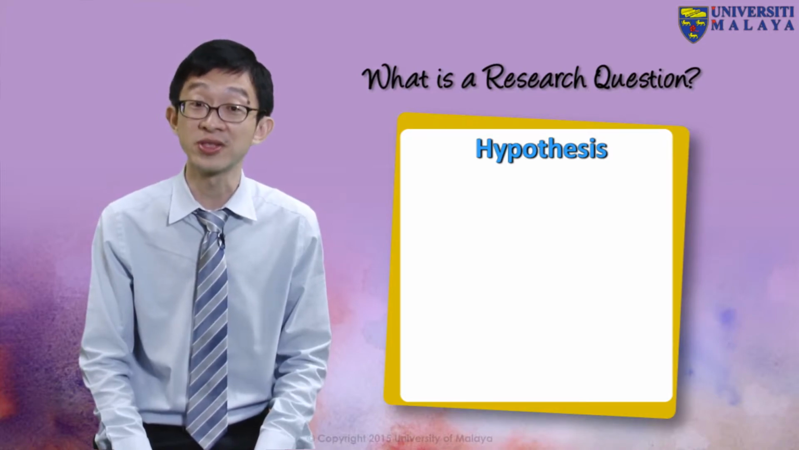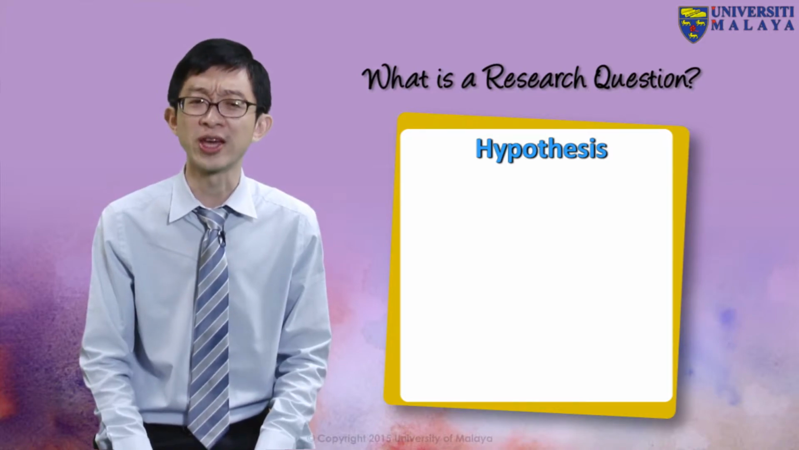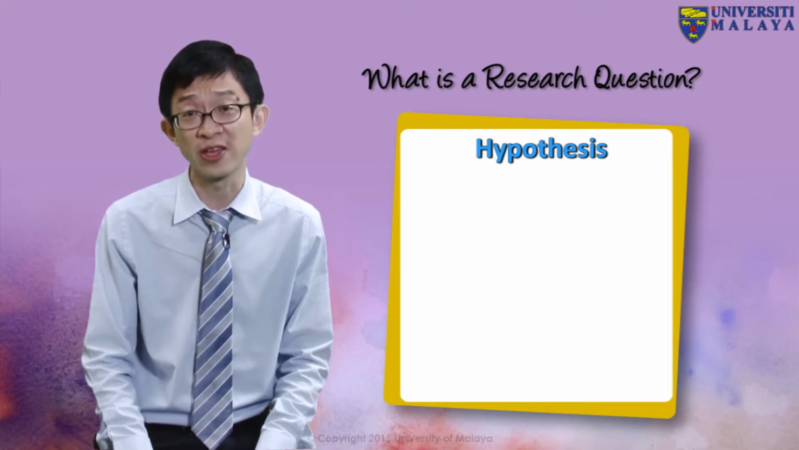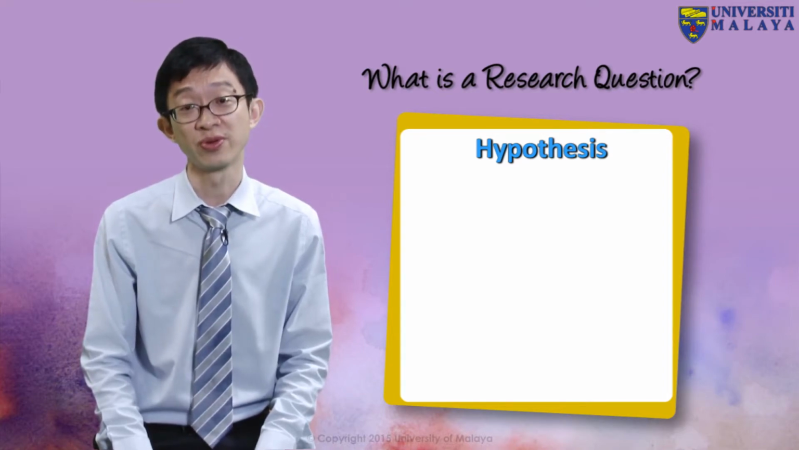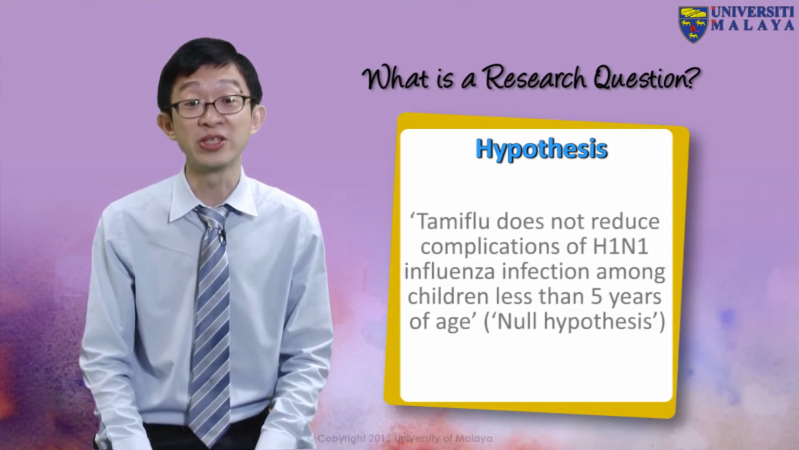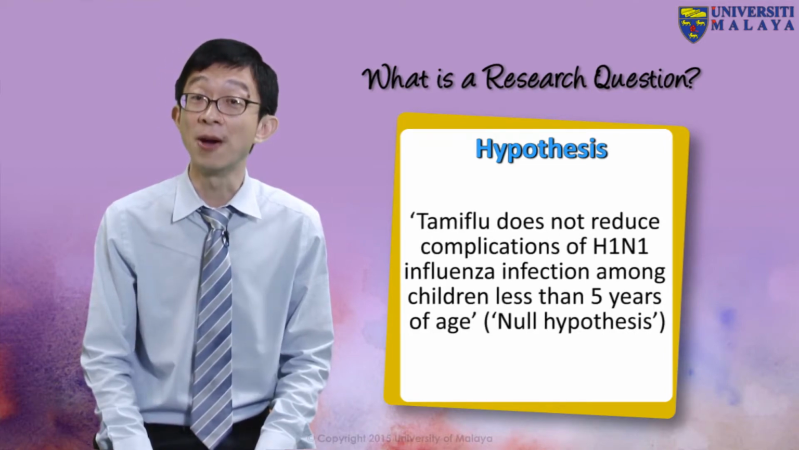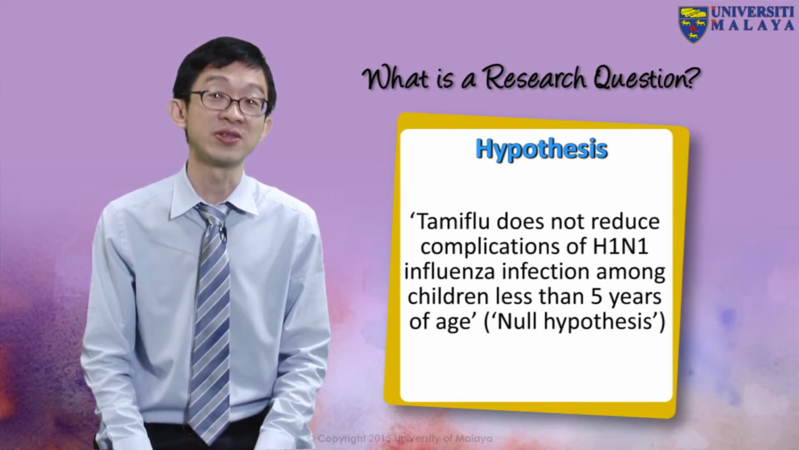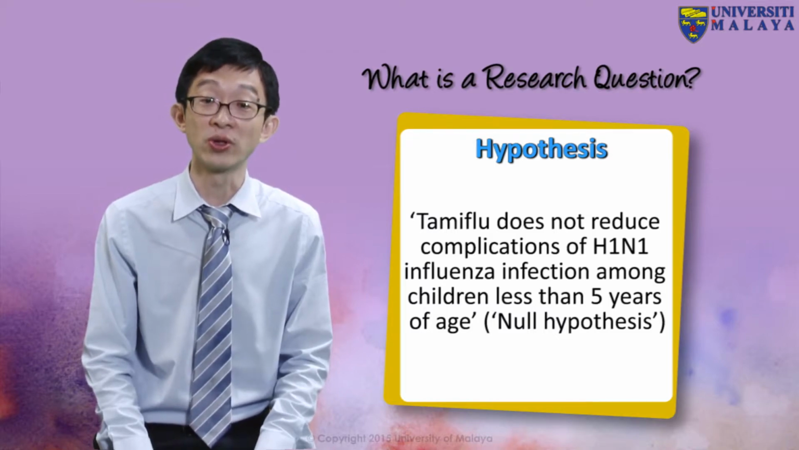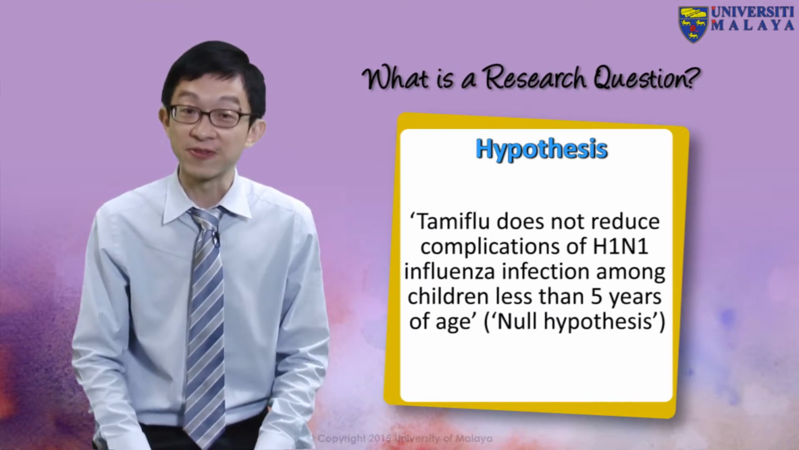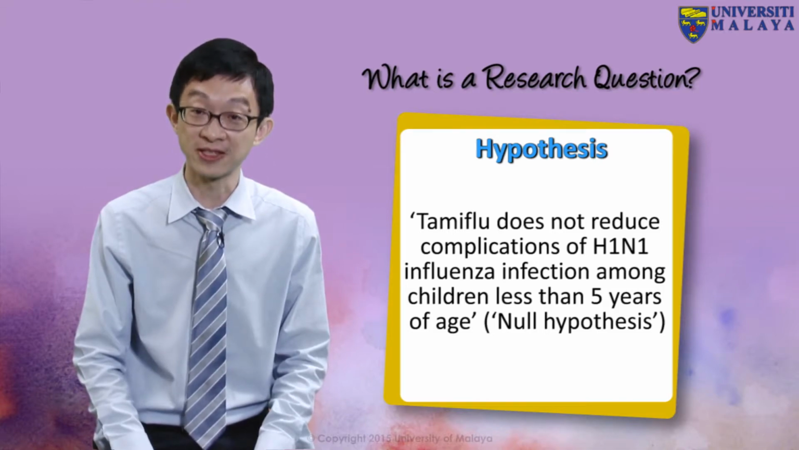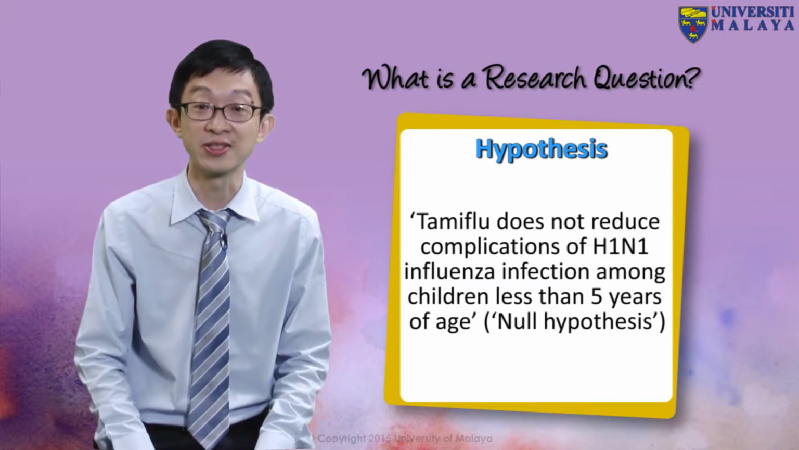Sometimes the hypothesis is phrased in a way to prove that there is no difference between the intervention and the control group. For instance, Tamiflu does not reduce complications of H1N1 influenza infection among children less than 5 years of age. This is what we call a null hypothesis. If Tamiflu is proven to be effective, the null hypothesis is then rejected.